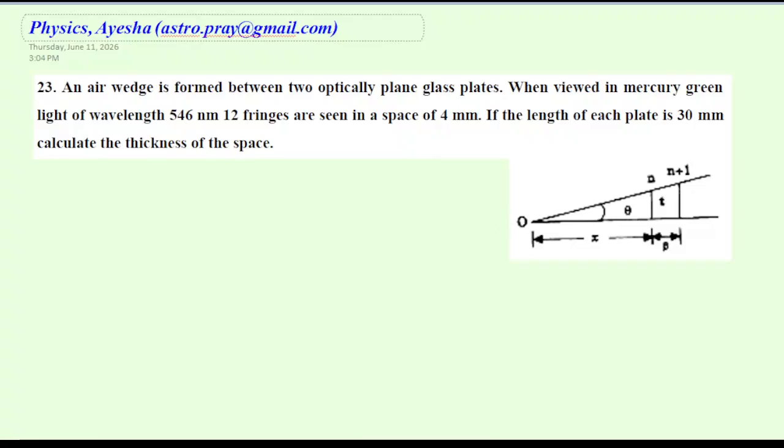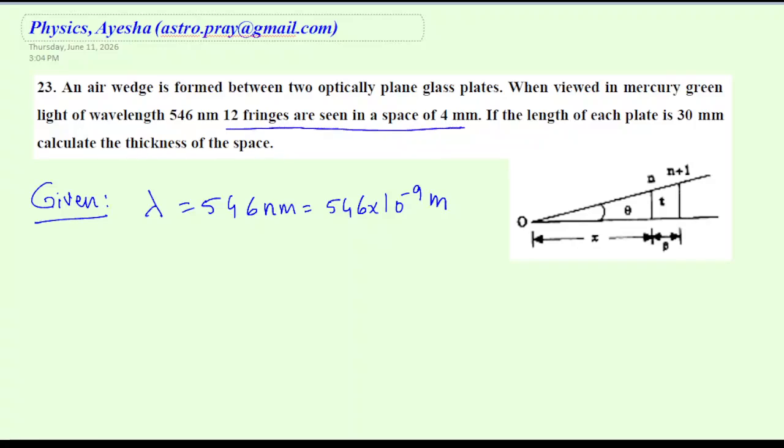So let's start writing the given first. What it says is, an air wedge is formed between two optically plane glass plates when viewed in mercury green light of wavelength. So wavelength is given, that is 546 nanometers, where I can write it as 546 into 10 to the power of minus 9 meters. And how many fringes are formed in what length? 12 fringes are formed in a space of 4 millimeters. Right? There are 12 fringes in a space of 4 millimeters.